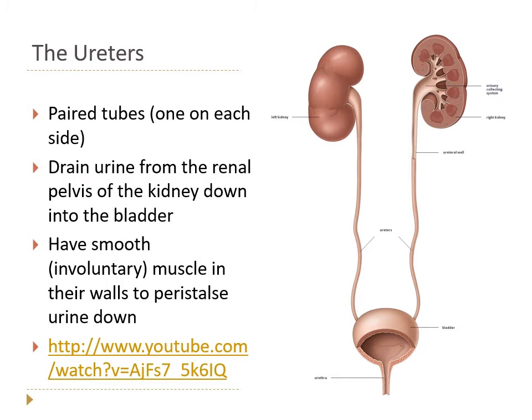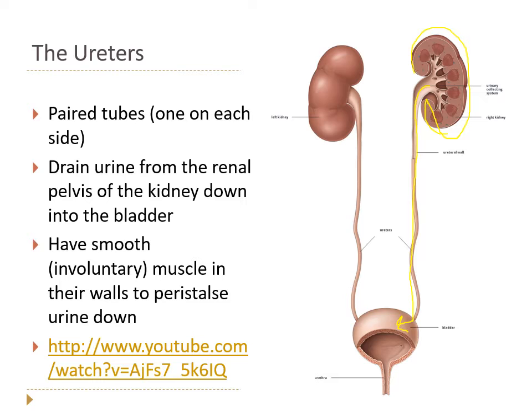So as we mentioned, there are these paired tubes, one on each side, that are going to bring urine from the renal pelvis down all the way into the urinary bladder. Because the kidneys, right, they're up near your rib cage, and then your bladder is way down in your pelvis. So the ureters are pretty long.